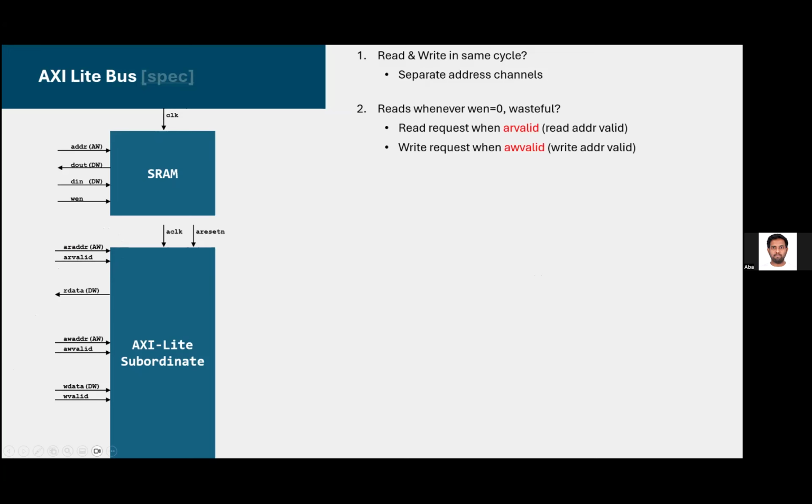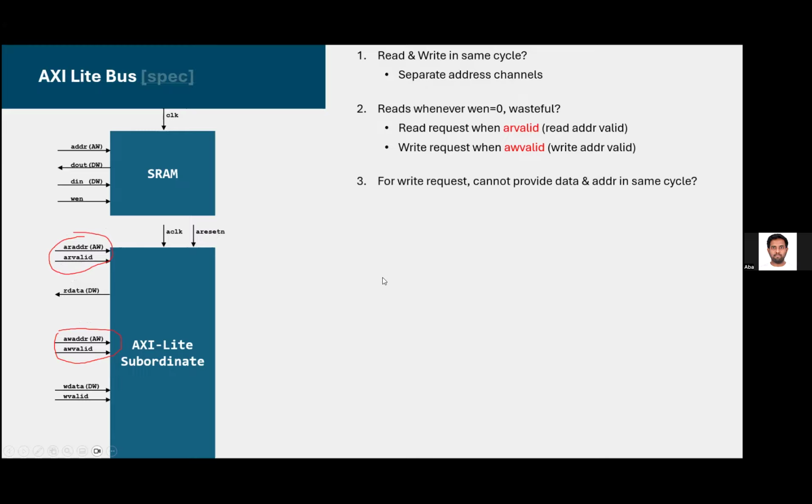Okay. So if you want to write something, you put the write address over here, and you set the AW valid high. If you want to read something, you put the address over here and you set the AR valid high. Okay. All right.